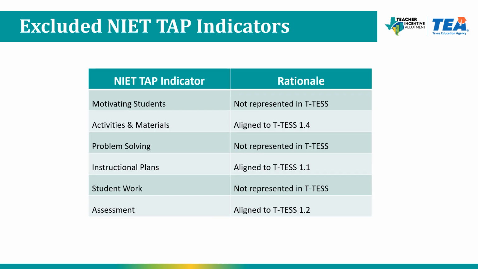Here are the indicators from the NIET TAP rubric that were excluded because they were not considered observable. The rationale for each one is either it was aligned to a dimension in domains 1 or 4, or that it was not represented in T-TESS at all.